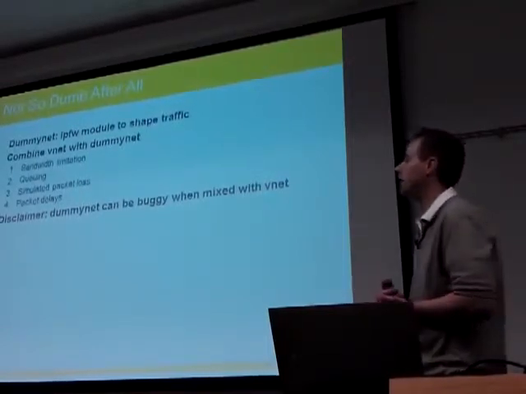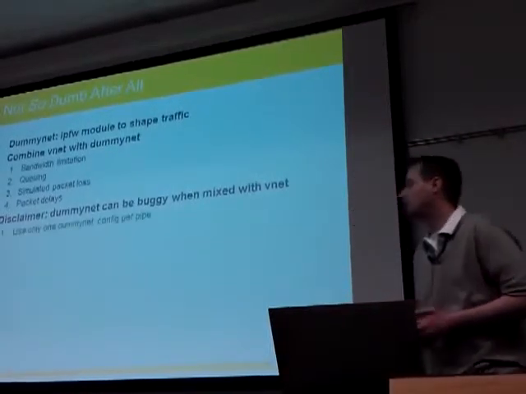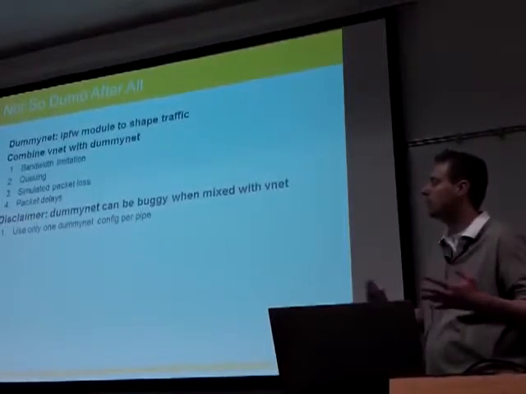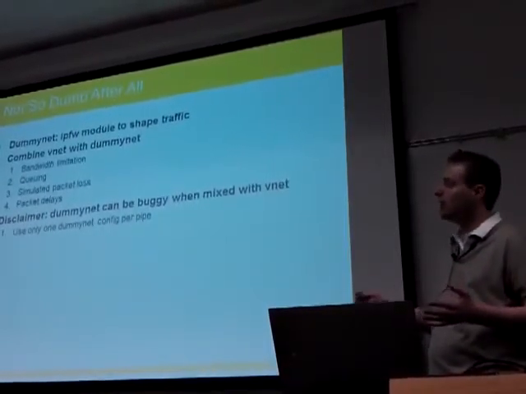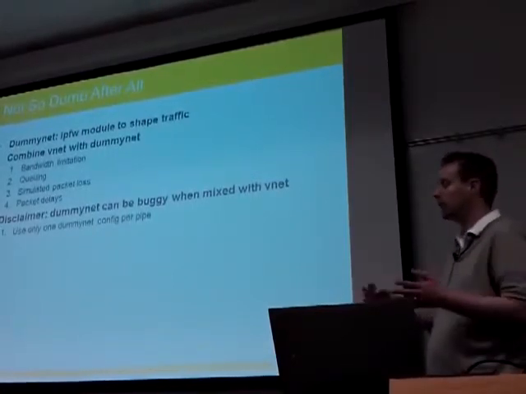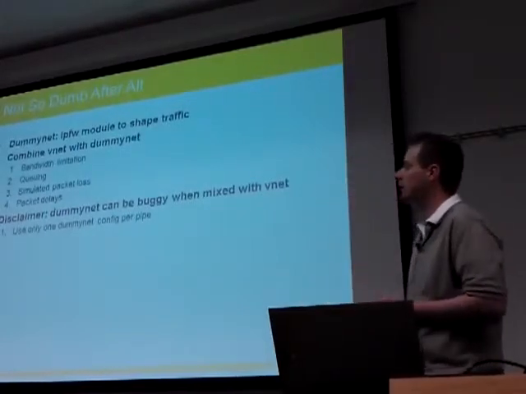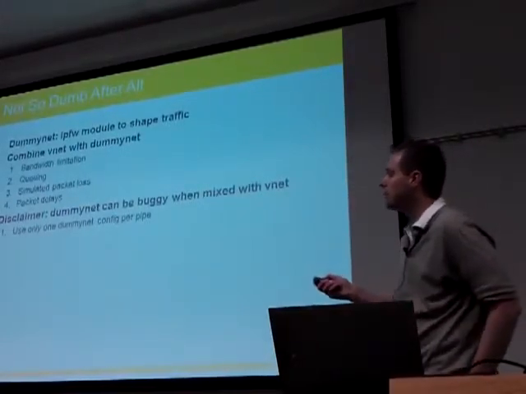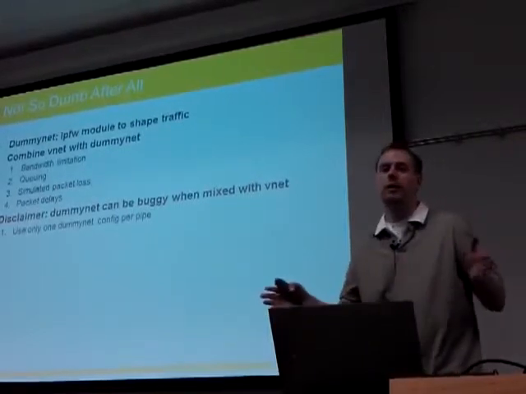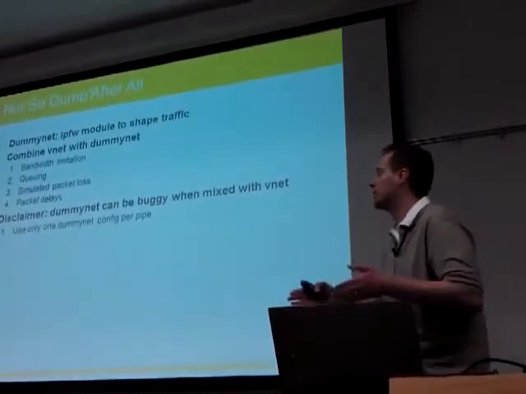And I need to file a bug report. I need to file a couple of bug reports. So because it can be a little bit buggy, you want to use one DummyNet config per pipe. Without VNet, if you just use DummyNet by itself, you can do bandwidth limitation, queuing, simulated packet loss, and packet delays, all in the same DummyNet pipe, all in one.